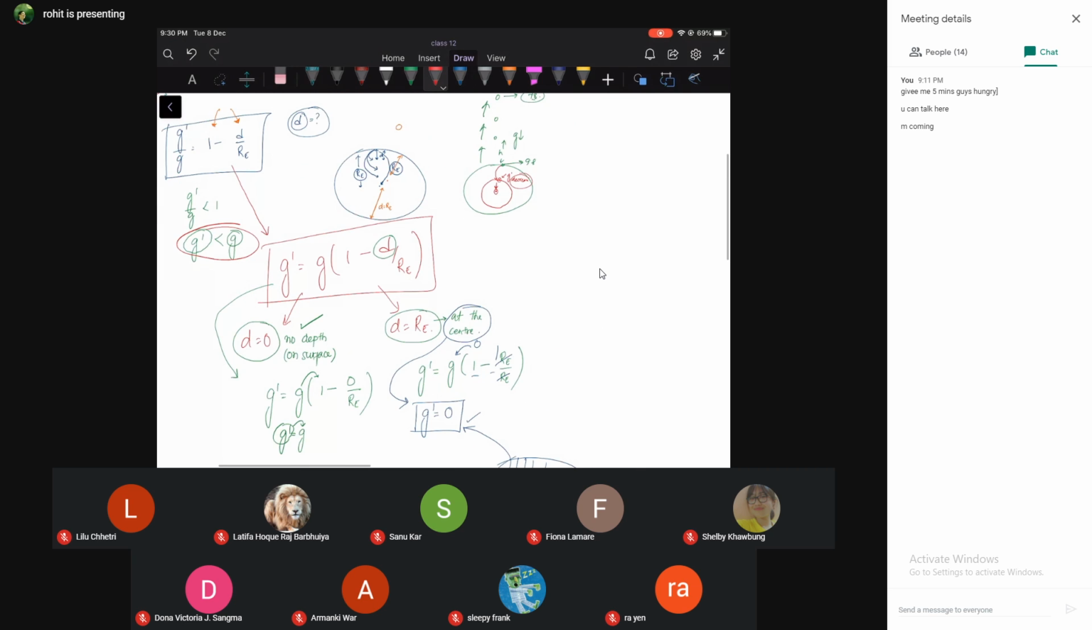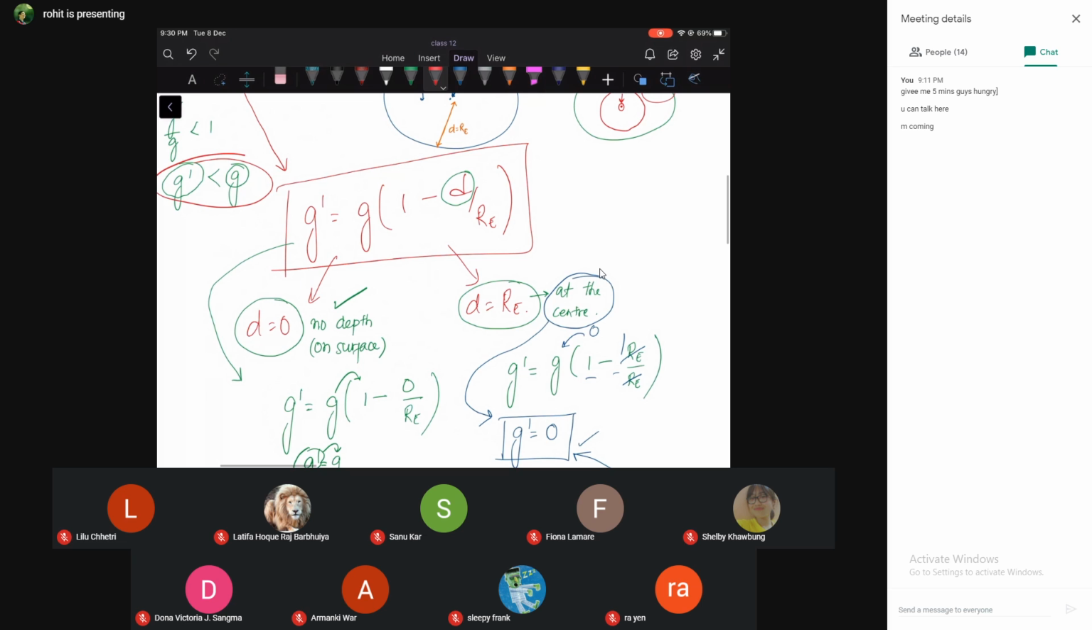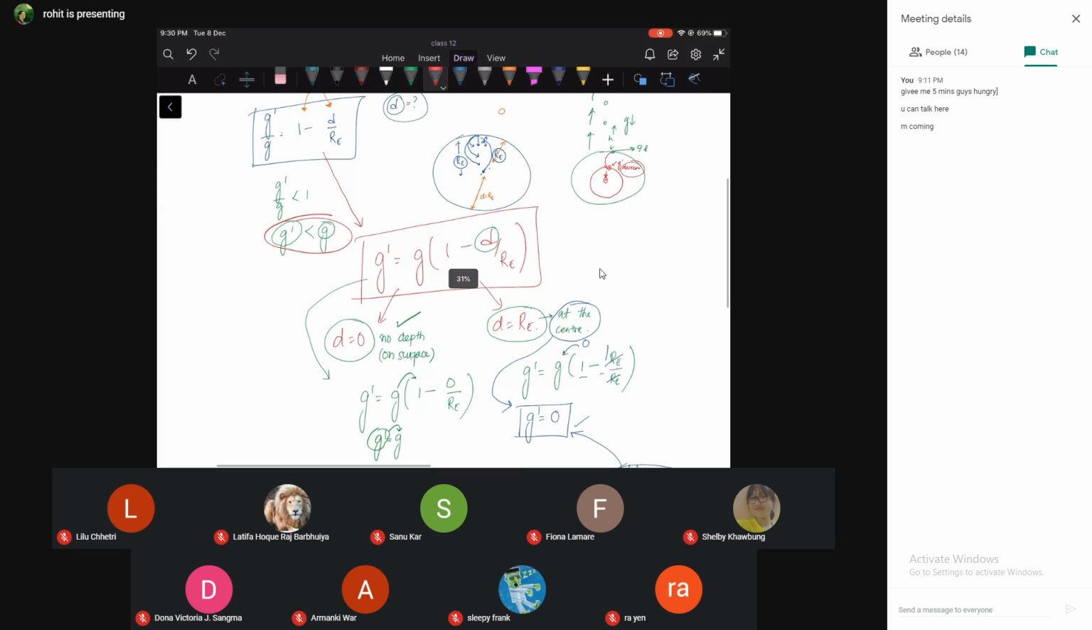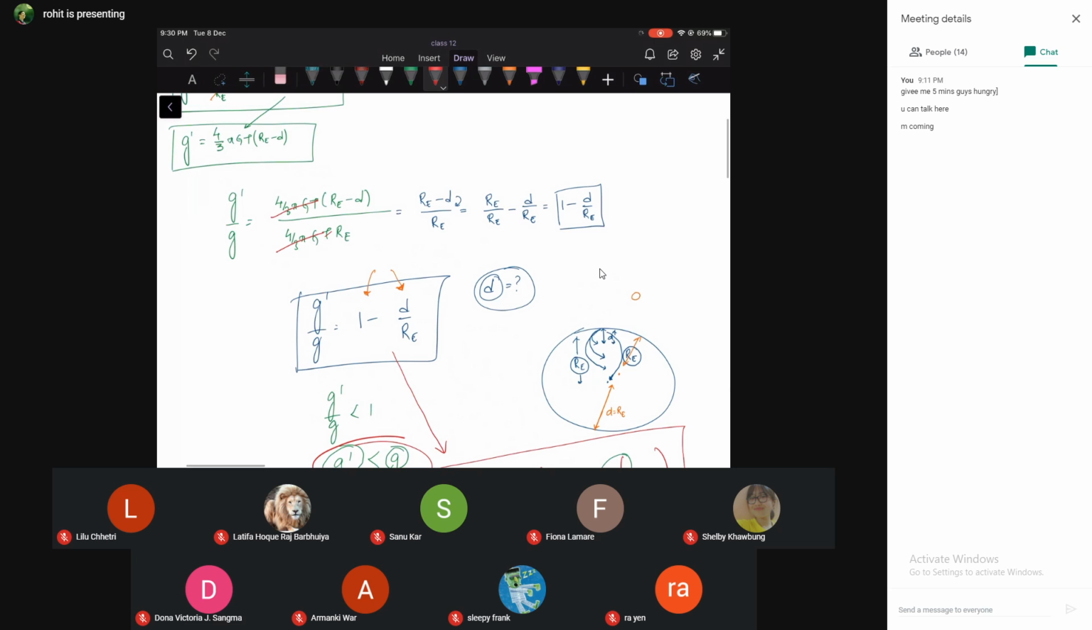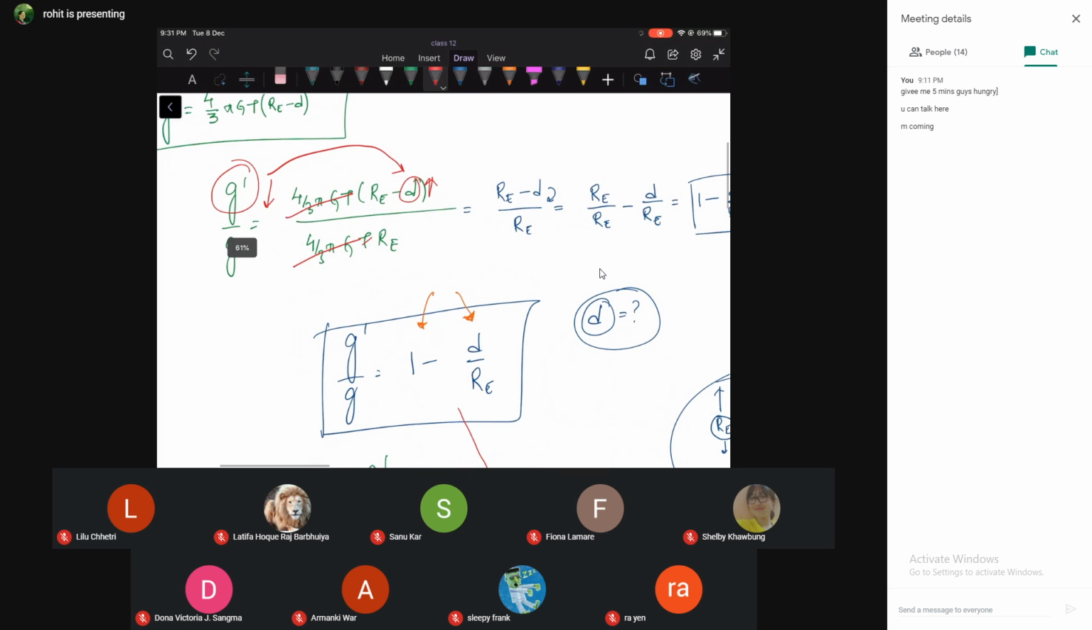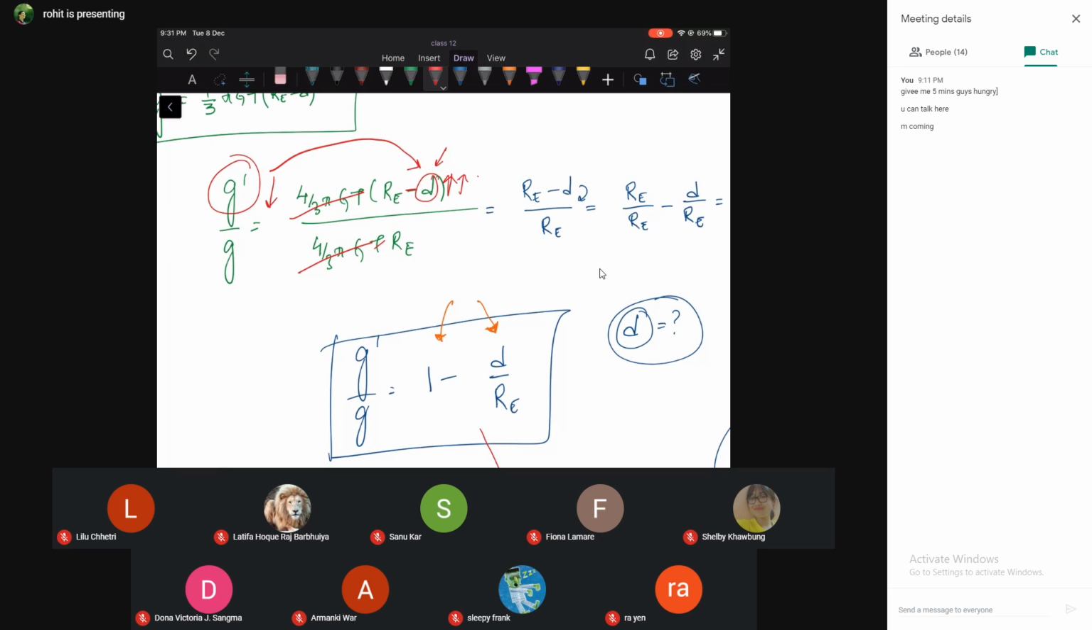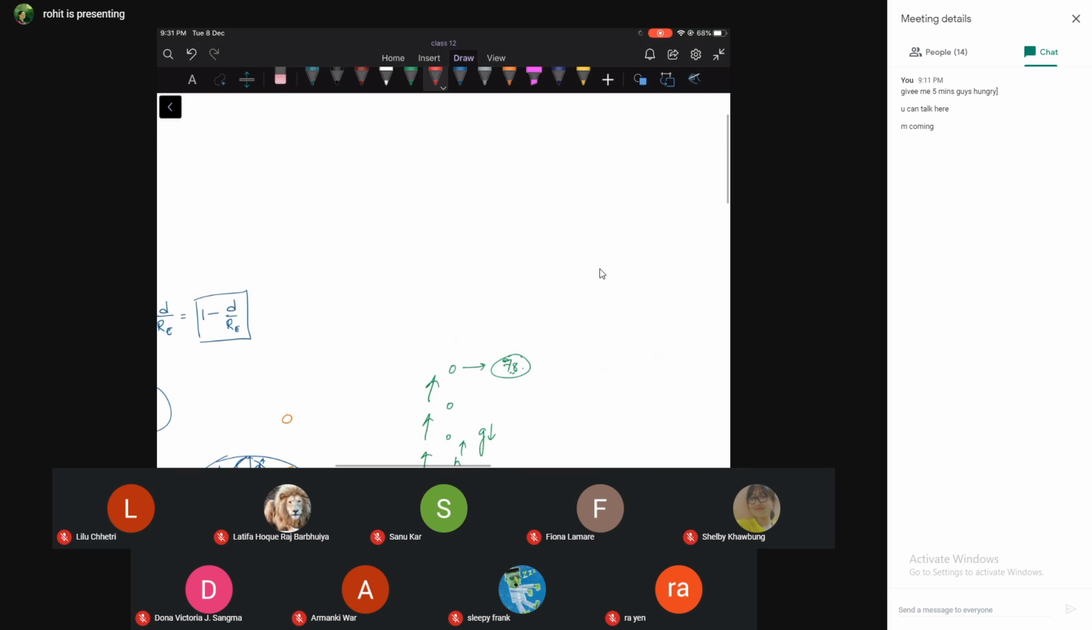One more thing I need to tell you here: your g' depends of course on depth, but if the depth increases, your g' will become less and less. You can see that from here because we are subtracting the d. So if d becomes larger and larger, that means we are having more and more depth, your g' will become less and less. Let me show you the variation very quickly, then we can proceed.